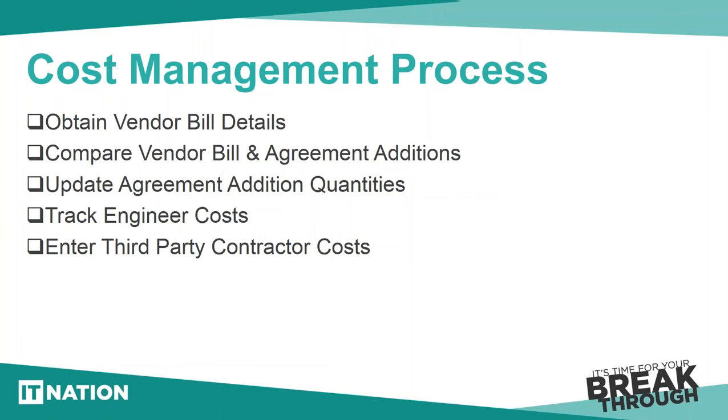So moving on to the process, how do we manage these costs in the system? So very high level, obtaining a vendor bill detail so that you know exactly what it is that you're paying the vendor for. Comparing those vendor bills to what you have in the system today from an agreement standpoint, as well as the detailed products on the additions tab. Making any updates, so quantity counts, cost changes, anything that needs to be updated will need to be adjusted. And then two sort of separate areas would be tracking engineering costs, so actually having a burden cost associated with engineer hours, and then managing any third-party costs that may be coming in.